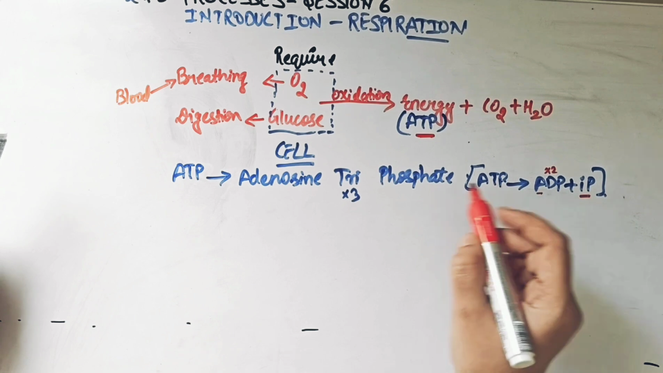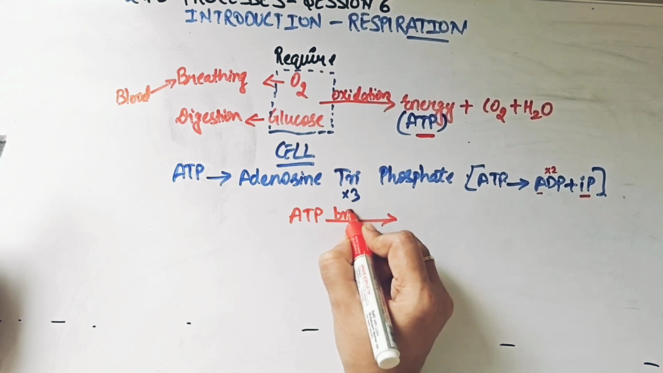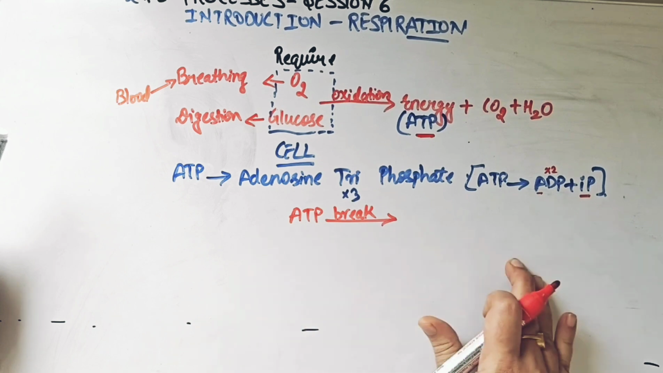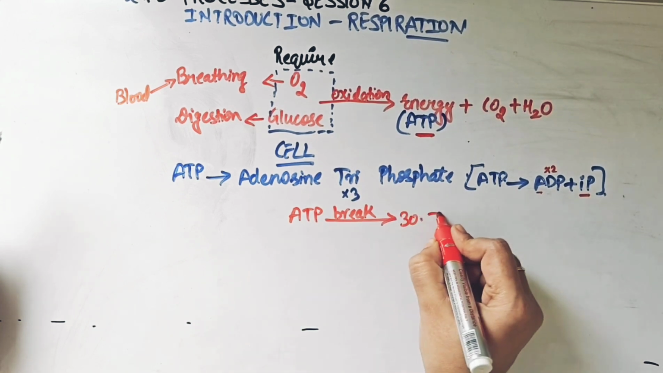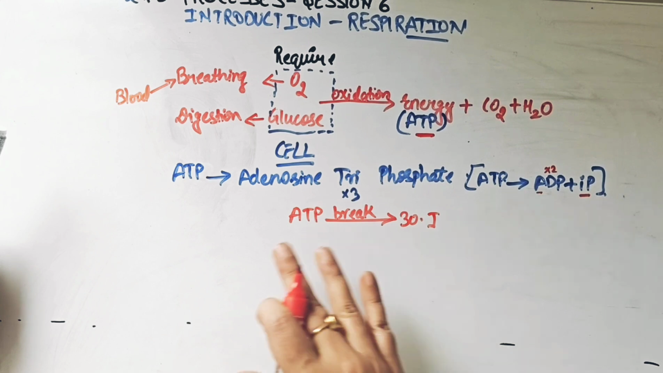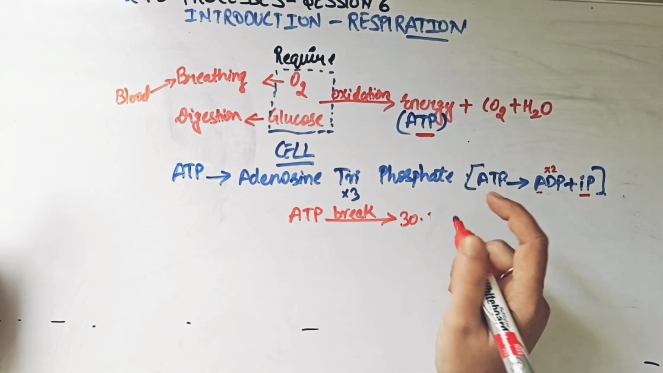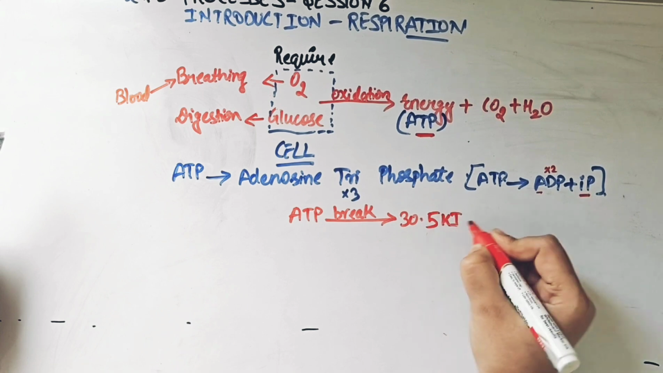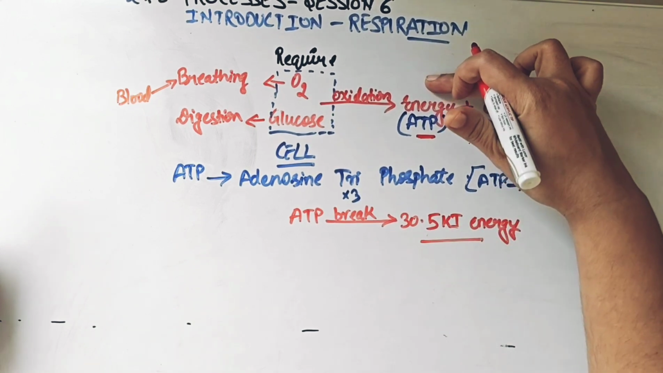Now in this ATP molecule, the phosphate bonds break in the presence of a water molecule. When one molecule of ATP is broken down, the phosphate bonds in the ATP are broken down, and it releases 30.5 kilojoules of energy. And this is what we have been speaking about all along.